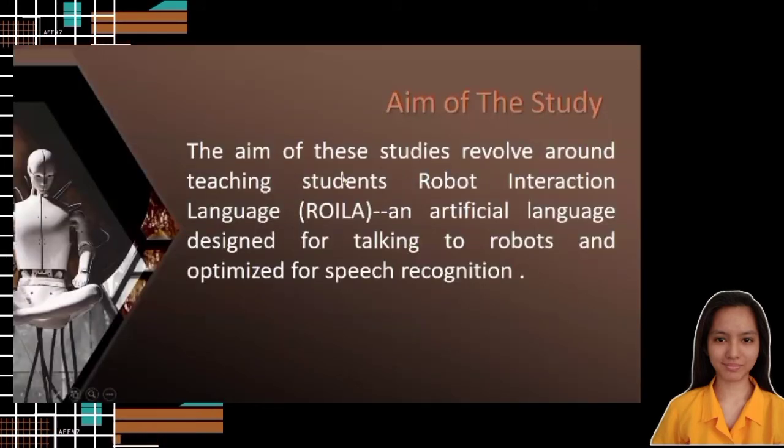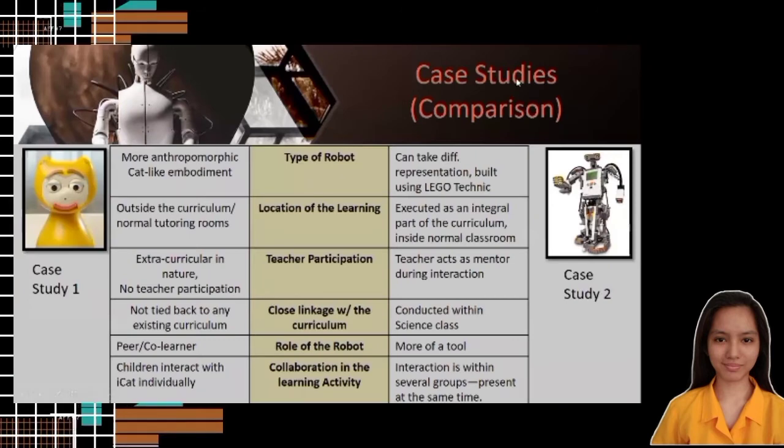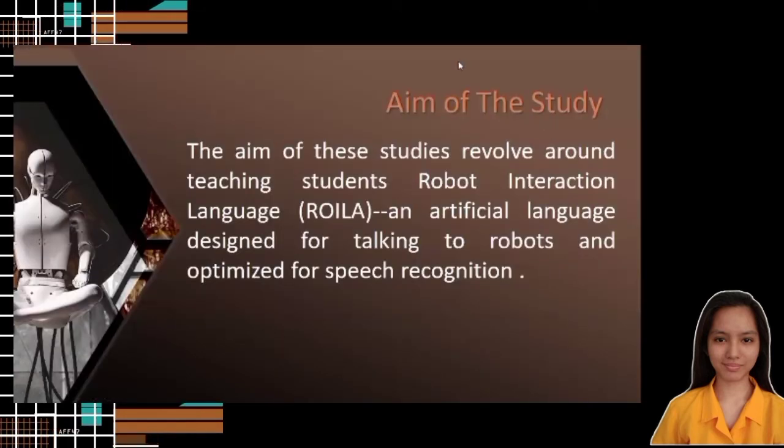Now, let's jump head on to the aim of this study, or this article. The aim of these studies revolves around teaching students robot interaction language, or ROILA, an artificial language designed for talking to robots and optimized for speech recognition. By the way, the paper's goal is to advocate RALL through games, as evident in the title. Just a quick notice, I will not go full blast or jump into the whole research in detail. I will further explain later on why this is.